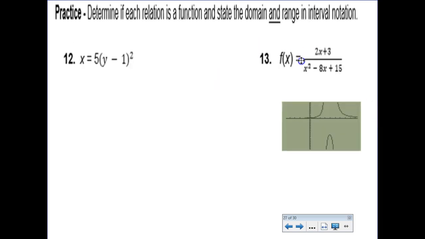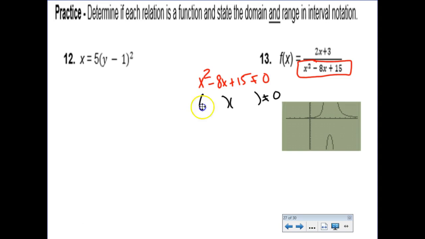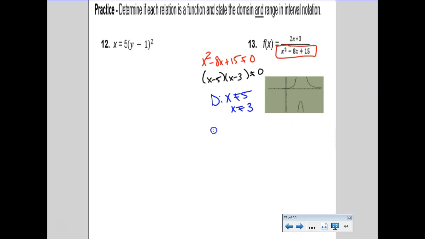Real quick, 13. I see a denominator. So I say my denominator cannot be 0. Don't you think that's a beautiful one for factoring? Isn't that just x minus 5 and x minus 3? So if x minus 5 can't be 0, that means x cannot be 5 and x cannot be 3. Uh-oh. Alright, start writing the interval, guys. Negative infinity to, what's my first problem? 3. Jump over 3. 3 to 5. Jump over 5. 5 to infinity. Very nice.